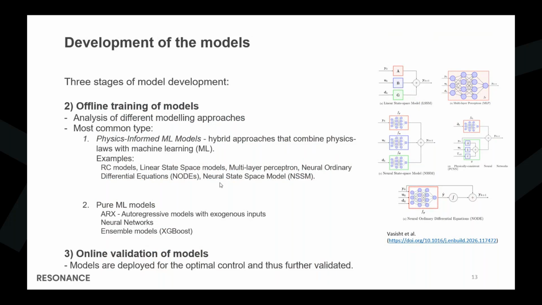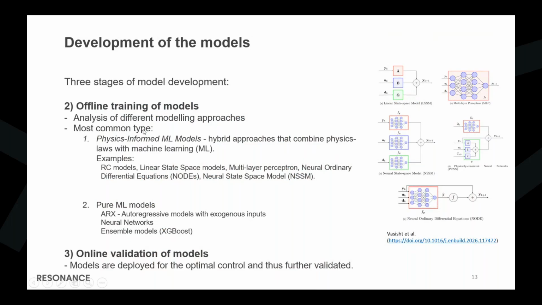Whenever we have some kind of dynamical system, we will use such a model to approximate it. The second type of model that we use are the pure machine learning models. The most frequent ones are autoregressive models with exogenous inputs, neural networks, and also ensemble models, where the one that we use mostly is XGBoost.